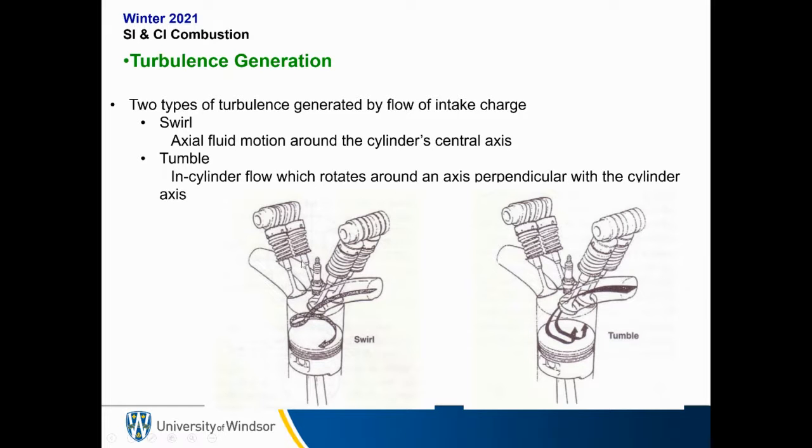And really in a spark ignition engine, there are only two ways you can generate turbulence. And that is swirl, which is actual fluid motion around the cylinder's central axis, and tumble, so in-cylinder flow which rotates around an axis perpendicular to the cylinder axis. So we have swirl and we have tumble. Now, it should be noted that these turbulence generation methods are not only for spark ignition, they're also relevant to compression ignition. Although compression ignition generally has some added features to create additional turbulence as well. So in a spark ignition, these are the only two types of turbulence you're going to generate.